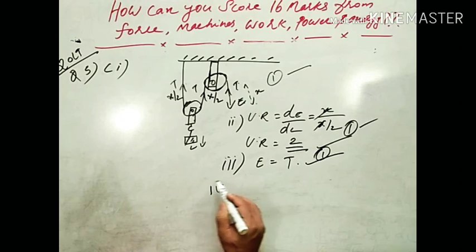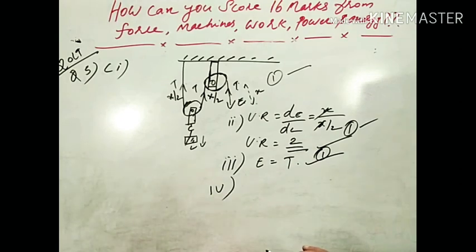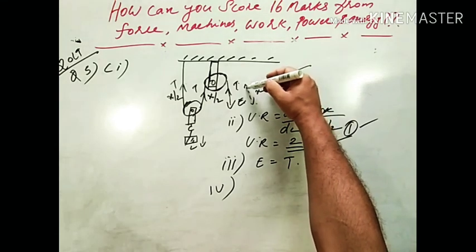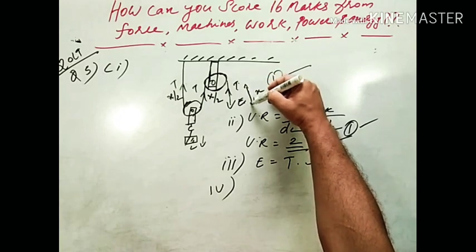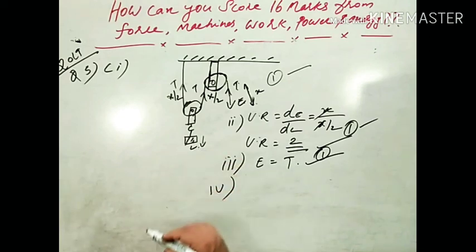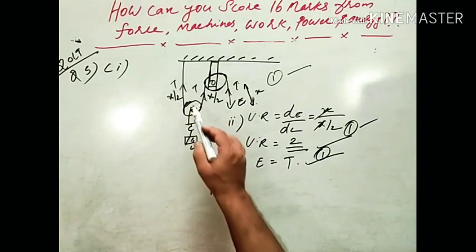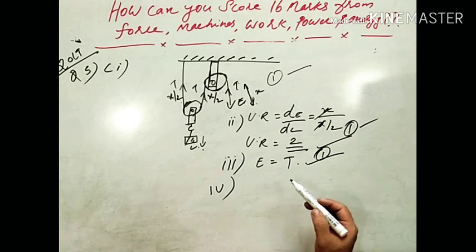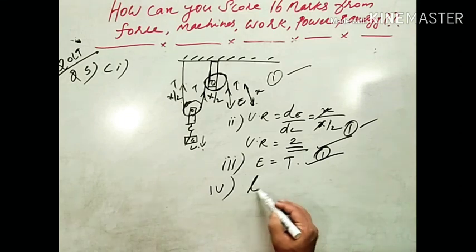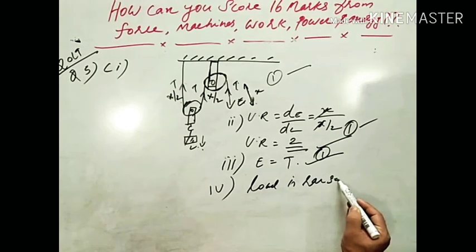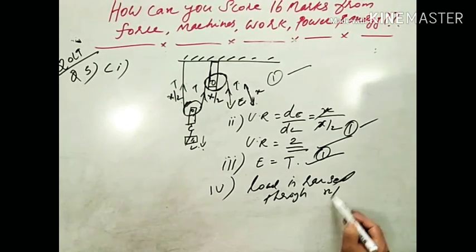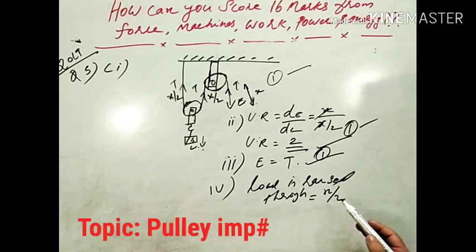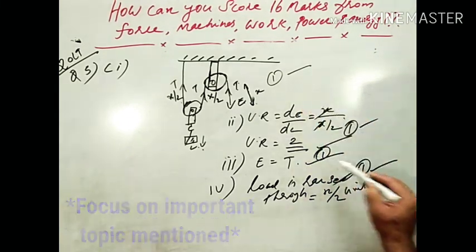So the fourth part. If the free end of the string moves through a distance x, find the distance by which the load is raised. This case I have already discussed. The free end of the string is moving downward through a distance x. Then the segment supporting the load gets shortened by a distance of x by 2. So load is raised through x by 2 units. You get 1 mark. So in total, 1, 2, 3, 4 marks.